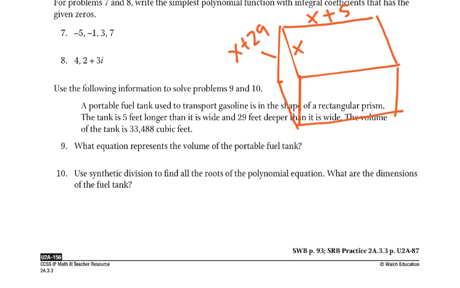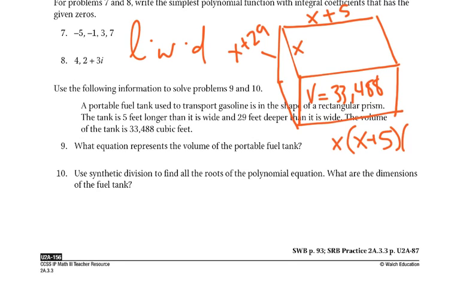The volume of the tank is 33,488 cubic feet. So it says, what equation represents the volume of the portable fuel tank? Well, volume of a rectangular prism is length times width times depth. So we'd go x times x plus 5 times x plus 29. Okay. Now we could multiply that out, right?